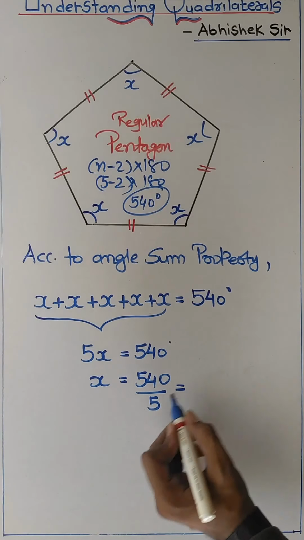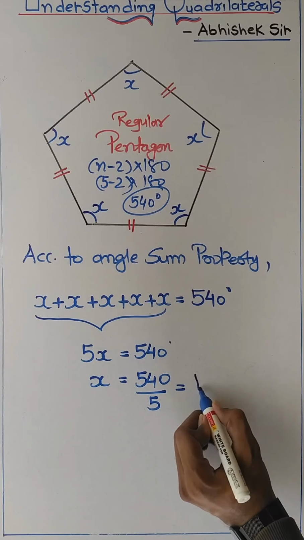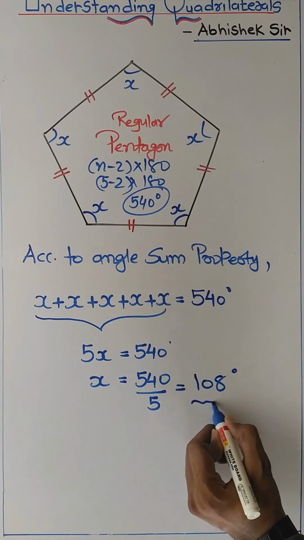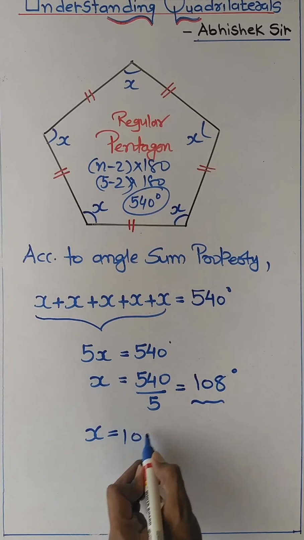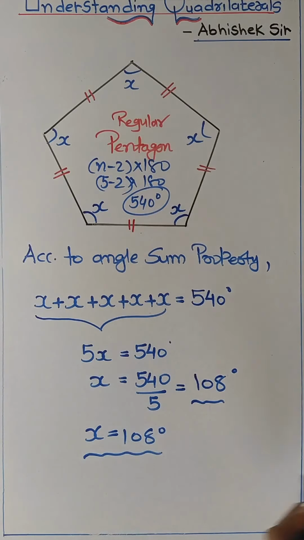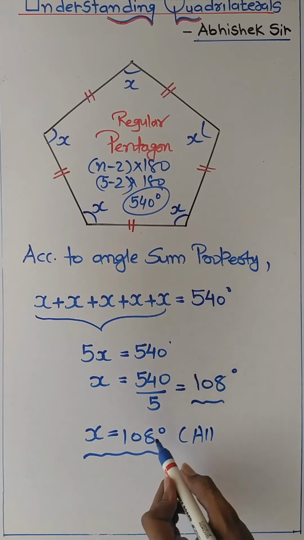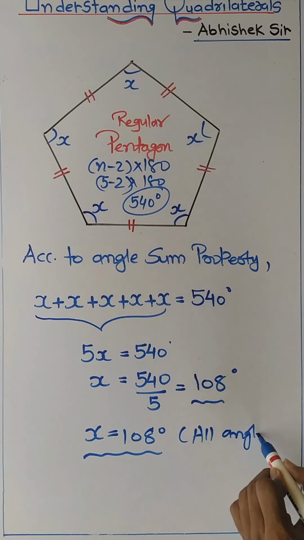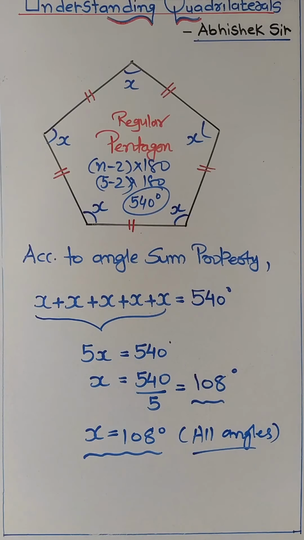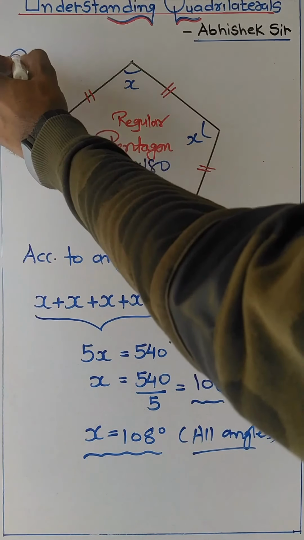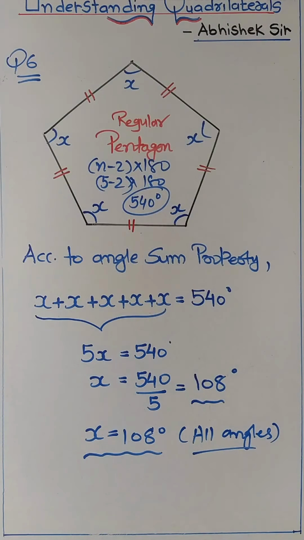So 540 divided by 5 is nothing but 108 degrees. So what is the value of all the angles? As all the angles are the same, the value of x will be 108 for all the angles, right? So this is the end of question number 6, in which we have seen how to find out an unknown angle if a regular quadrilateral is given. We will be using angle sum property. Clear? So now let us move towards question number 7.